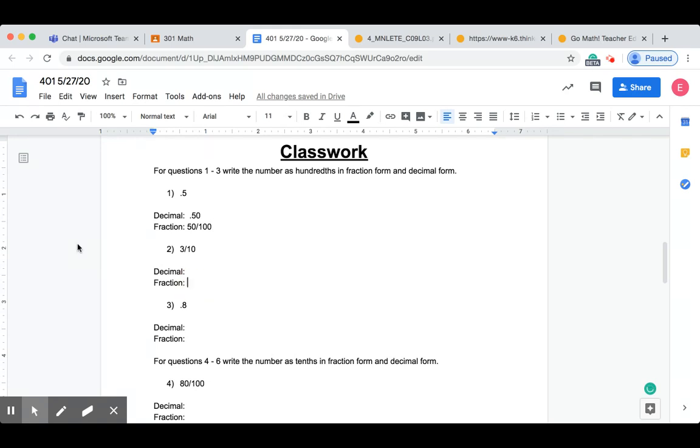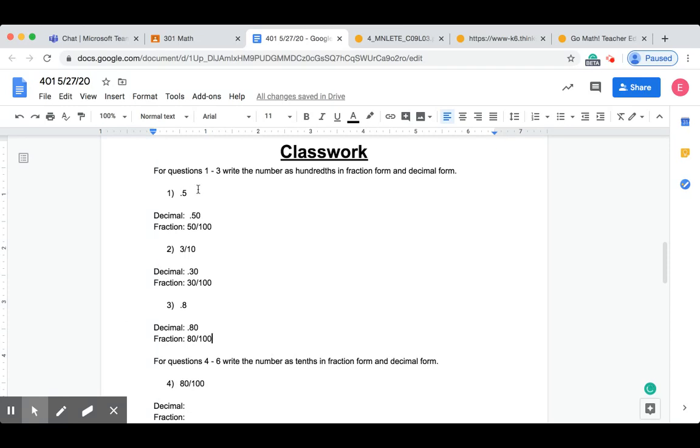Same thing for when it's written as a fraction. 3/10. 3 times 10 is 30. 10 times 10 is 100. So it'll be 30 hundredths. And then you could just write that as a decimal. Now, 8/10. 8 times 10 is 80. So that'll be 80 hundredths. And then you write it as a fraction. 80 as the numerator, 100 as the denominator.